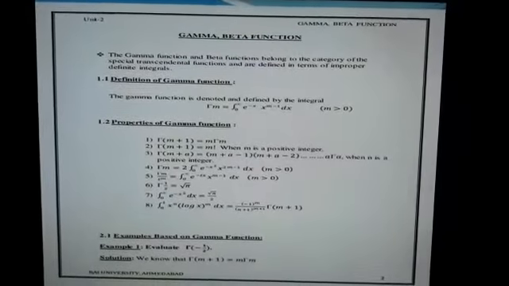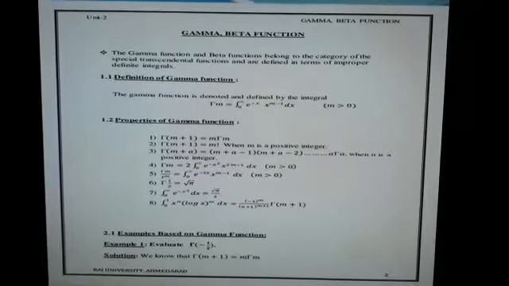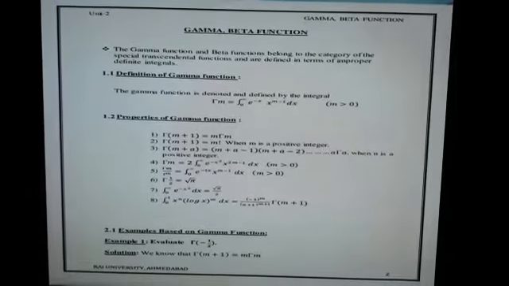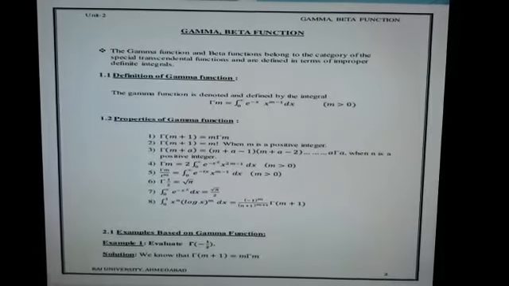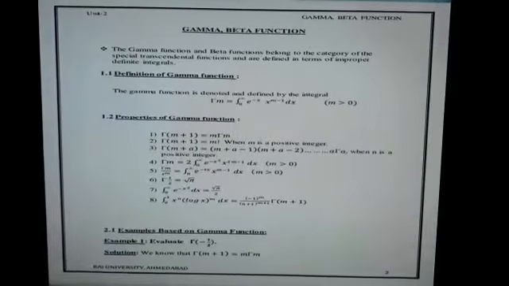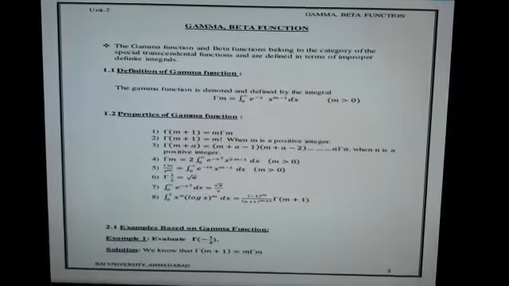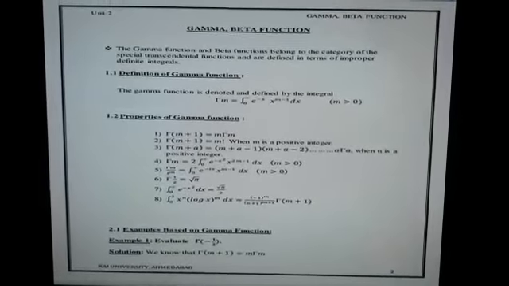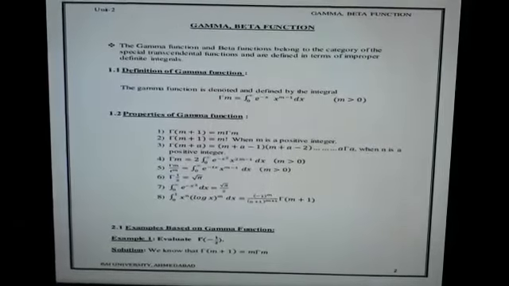Natural question arise, what is a gamma function? Gamma function and beta function and relation between them is very most important. So first of all, step by step definition of gamma function. The gamma function is denoted by the integral gamma m. Actually, gamma function is applicable only limits 0 to infinity.